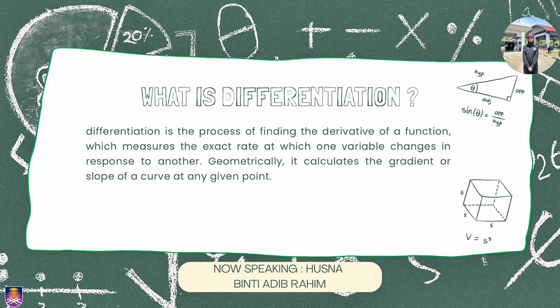So, what is differentiation? Differentiation is the process of finding the derivative of a function, which measures the exact rate at which one variable changes in response to another. Geometrically, it calculates the gradient or slope of a curve at any given point.